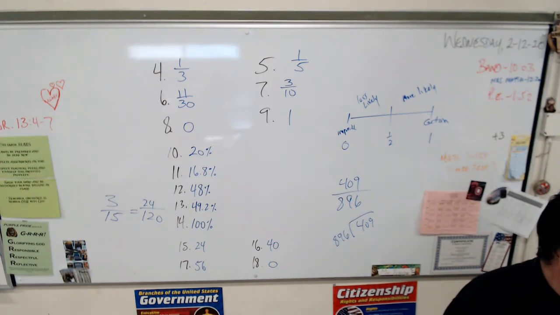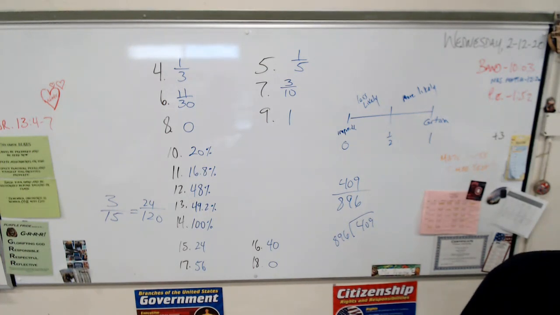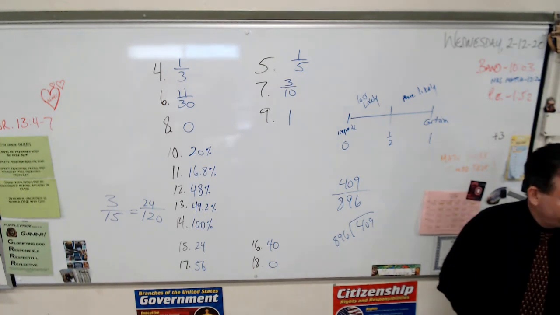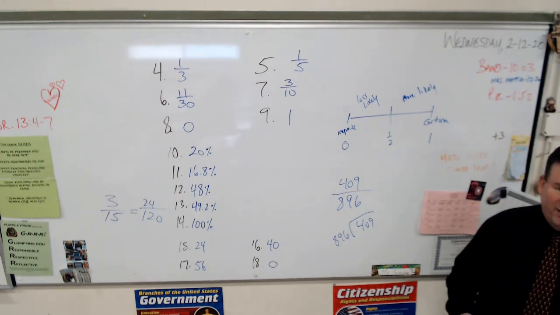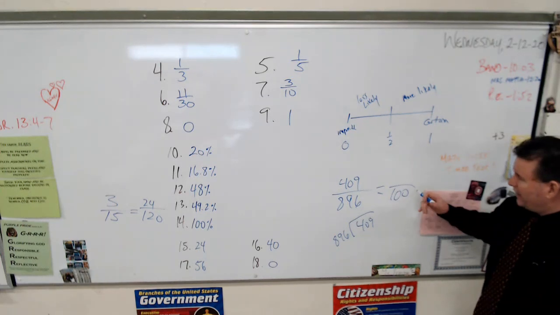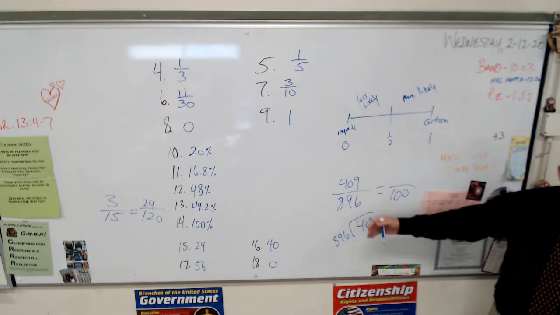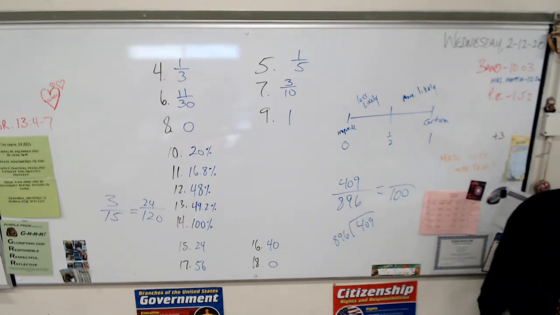You were just waiting for me to give you the answer. No. Yeah. I would never do that. Okay, Kiara says she'd rather do this. I'm saying, by all means, you can do that. Do 409 times 100 divided by 896, and you're going to get the same thing. This really ends up being the same thing.